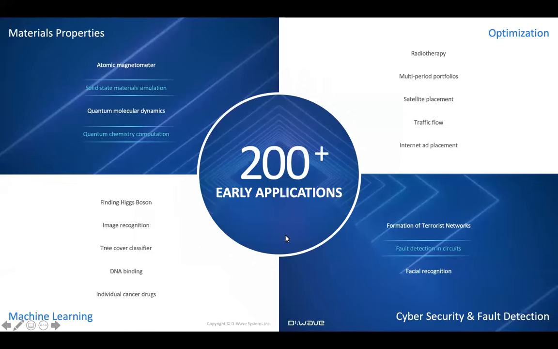And Susan and her team did some research to come up with a list of over 200 early applications that people have written using the D-Wave quantum computer thus far over the last 5 to 10 years or so. And you can see from this slide that there's quite a variety of subjects on here: internet ad placement, quantum chemistry, particle physics, cancer drugs, formation of terrorist networks. It's very exciting, and we're hoping that this continues going forward.